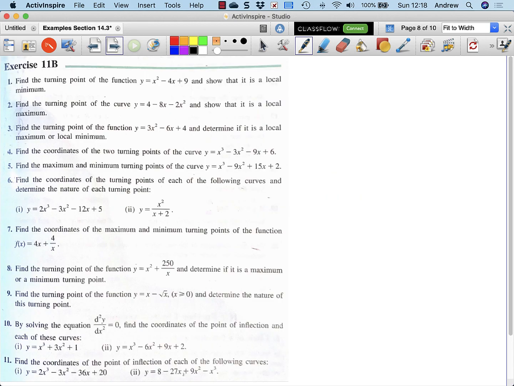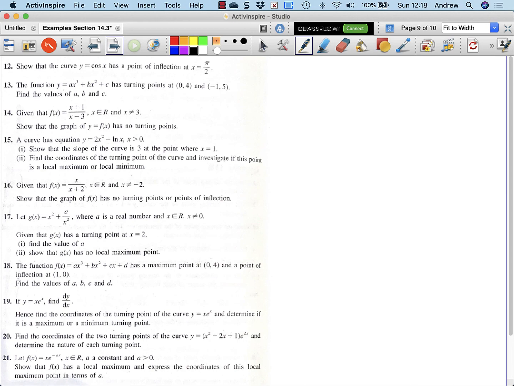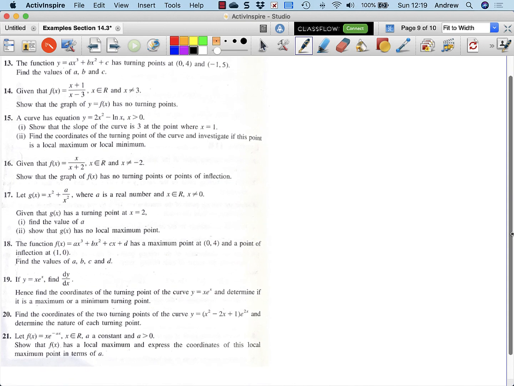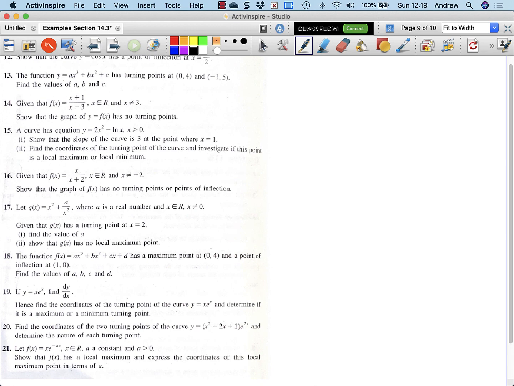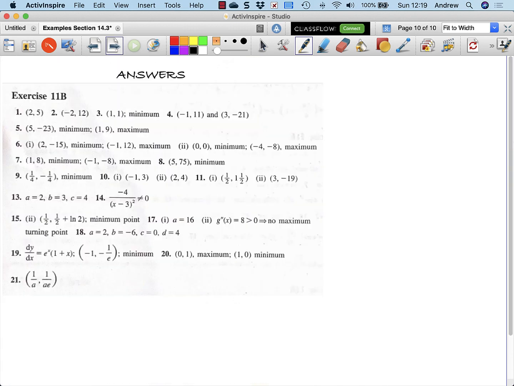Now, there were some worksheets that I wanted you to do, and the worksheet was 11b. This is the first part of 11b, so you need to screenshot this and work off it. And then you've got the rest of the questions of 11b. Again, you need to screenshot it. And then, of course, you will want the answers, and the answers are here. So you need to screenshot this page as well.